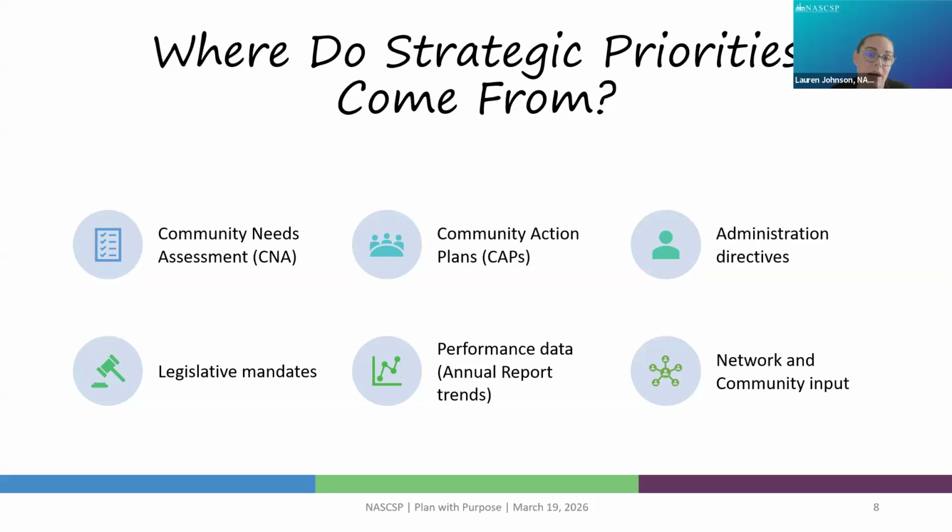And lastly, you should be getting your priorities from network and community engagement that strengthens your strategy. The strongest state plans reflect not just compliance with public hearing requirements, but also incorporate meaningful engagement early in the process. And we'll talk about some of that engagement piece and how to get that feedback from the network and the community later on.